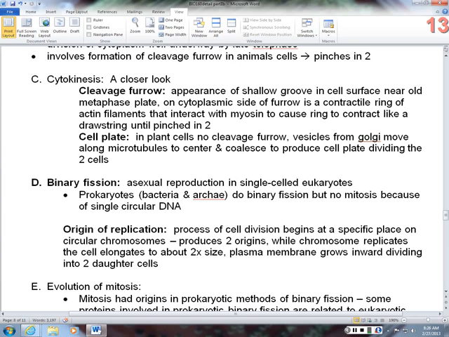In plants, the cell plate forms instead, because there is no cleavage furrow since they've got a hard cell wall. The vesicles from the Golgi move along the microtubules, and they start to form a new wall in the middle to divide things off.